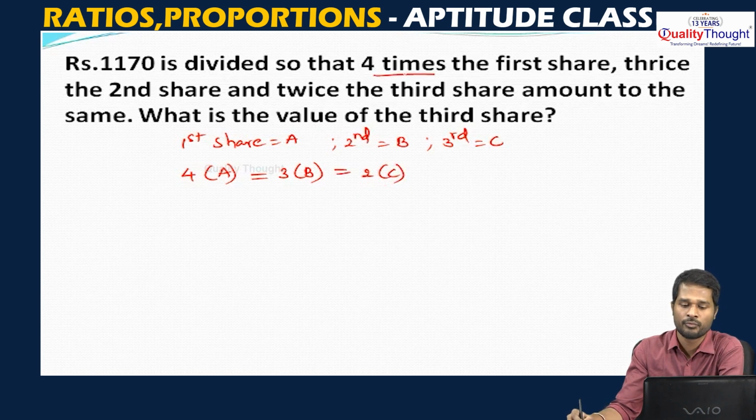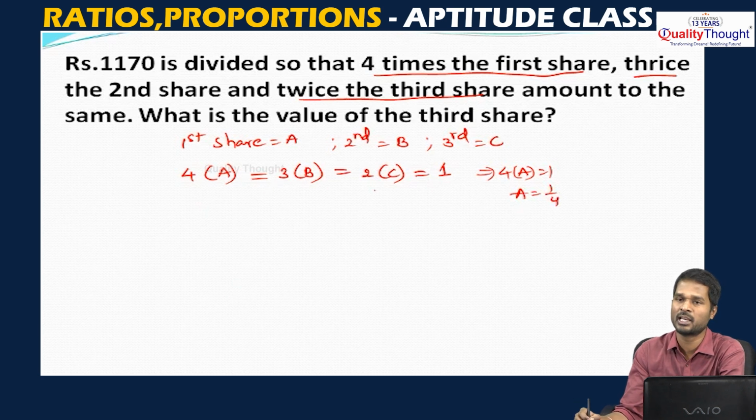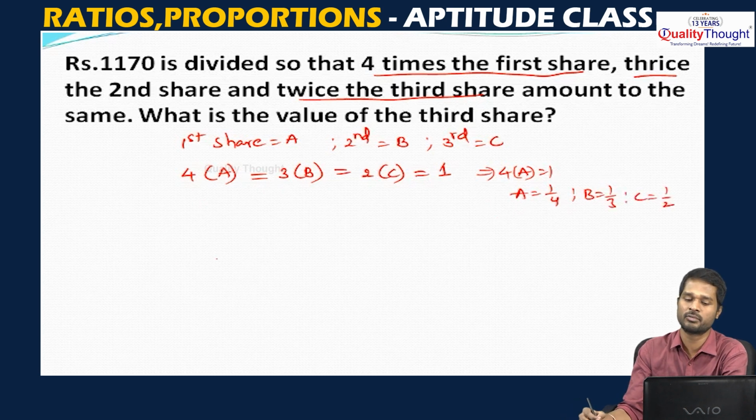See here again, 4 times the first share, that is 4A, thrice the second share, that is 3B, and twice the third share, that is 2C, are the same. To find the values, I will consider these equal to 1. For example, 4A is equal to 1, then the A value will become 1 by 4. Similarly, the B value will become 1 by 3 and the C value will become 1 by 2. This is how we will take.